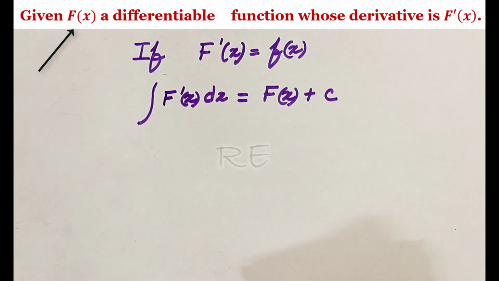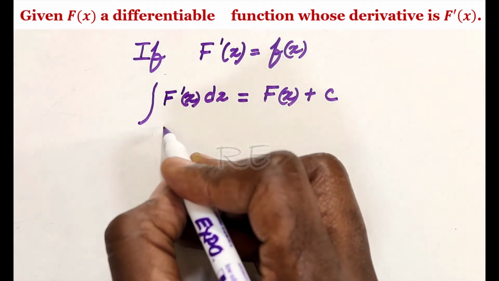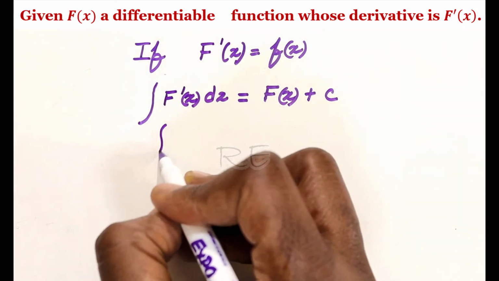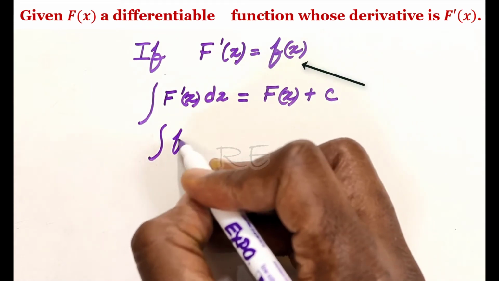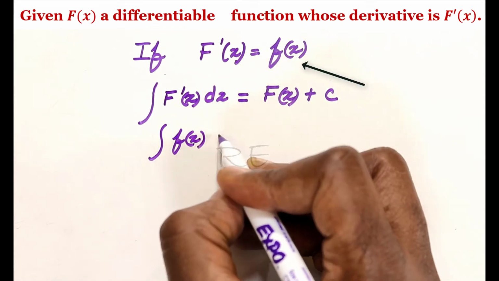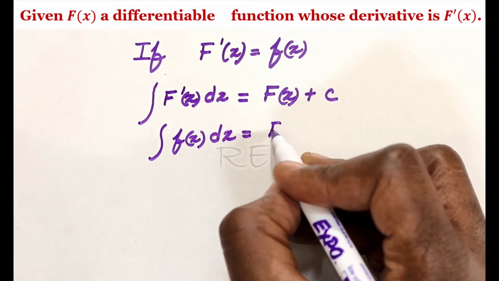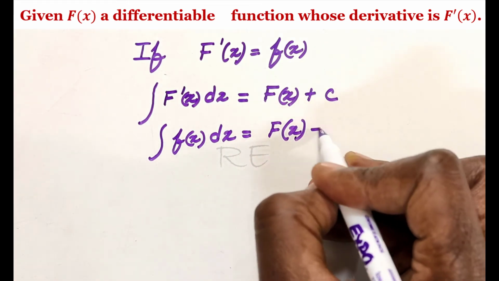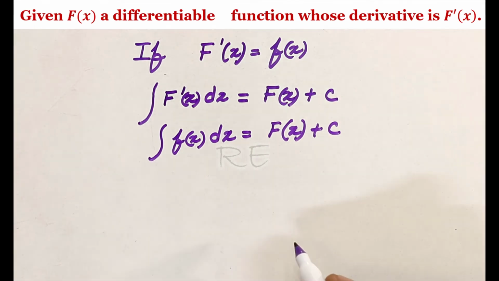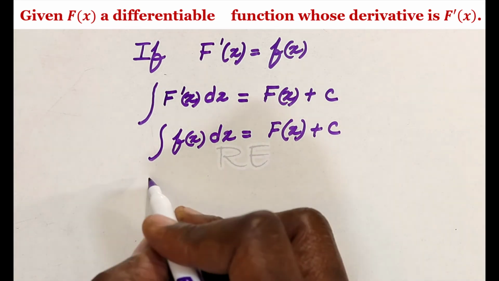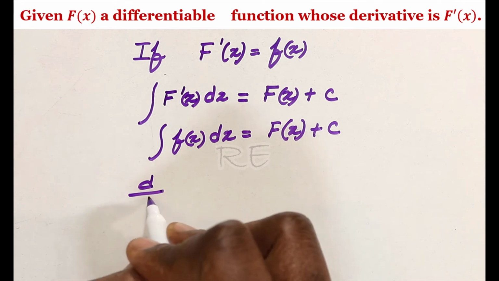The function whose derivative is lowercase f of x is equal to F prime of x. That's what it means. Now we know that uppercase F prime of x is f of x. So the antiderivative of lowercase f of x dx is equal to uppercase F of x plus C.